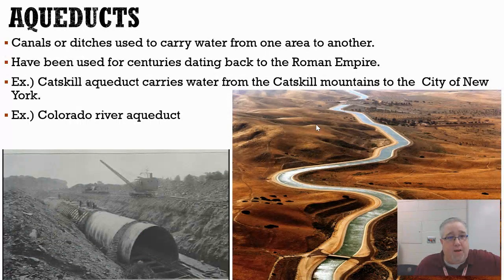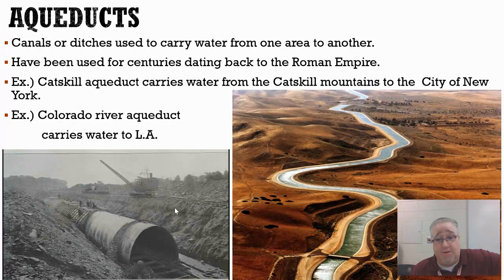Aqueducts. Aqueducts are man-made tunnels or canals or ditches that are used to carry water from point A to point B. A lot of our cities in our country, like especially New York and Los Angeles, a lot of those cities depend on water sources from outside the city.